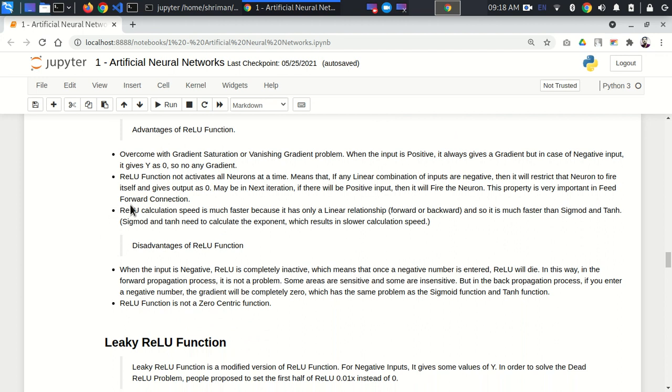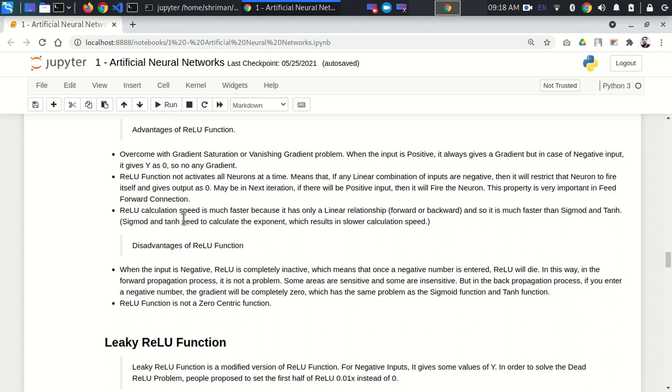Now ReLU calculation speed is much faster because it has only a linear relationship forward or backward, so it is much faster than sigmoid and tanh. In a sigmoid and a hyperbolic tangent function, you have to calculate the exponent function, right? Which results in slower calculation. But ReLU only has to calculate the linear relationship, so it will be much faster. Any network you use with a ReLU function will be much faster compared to sigmoid or tanh based networks.